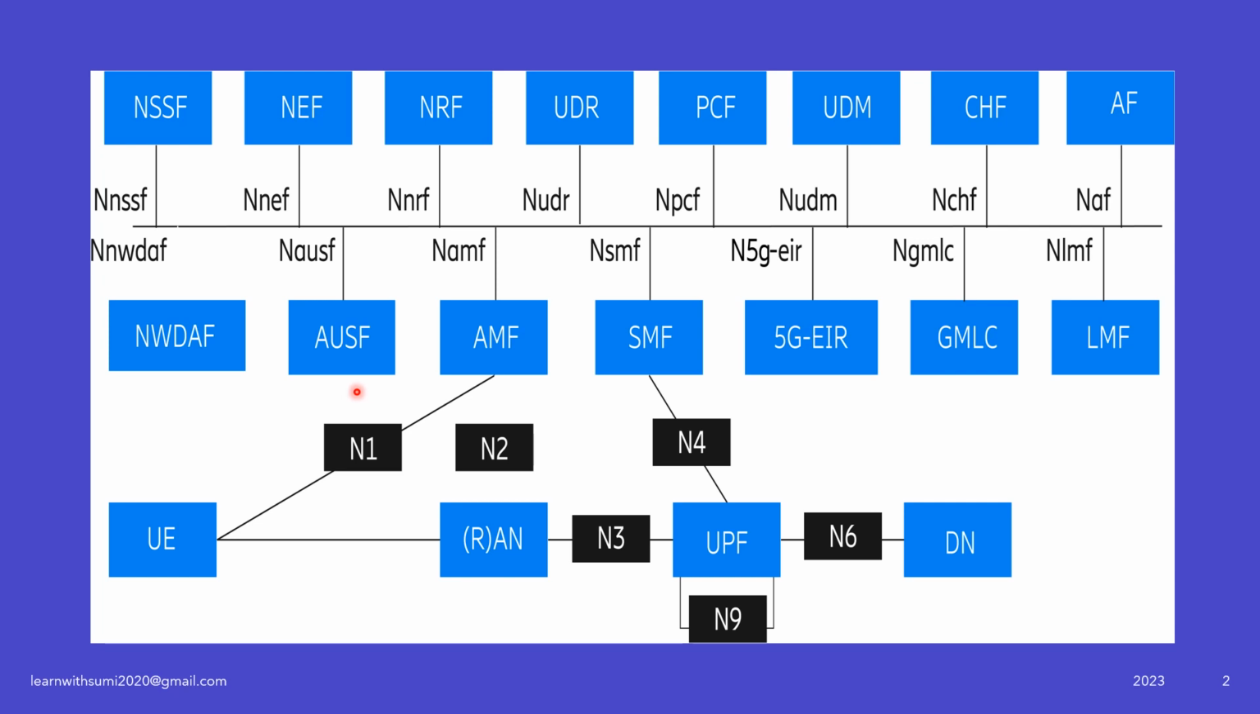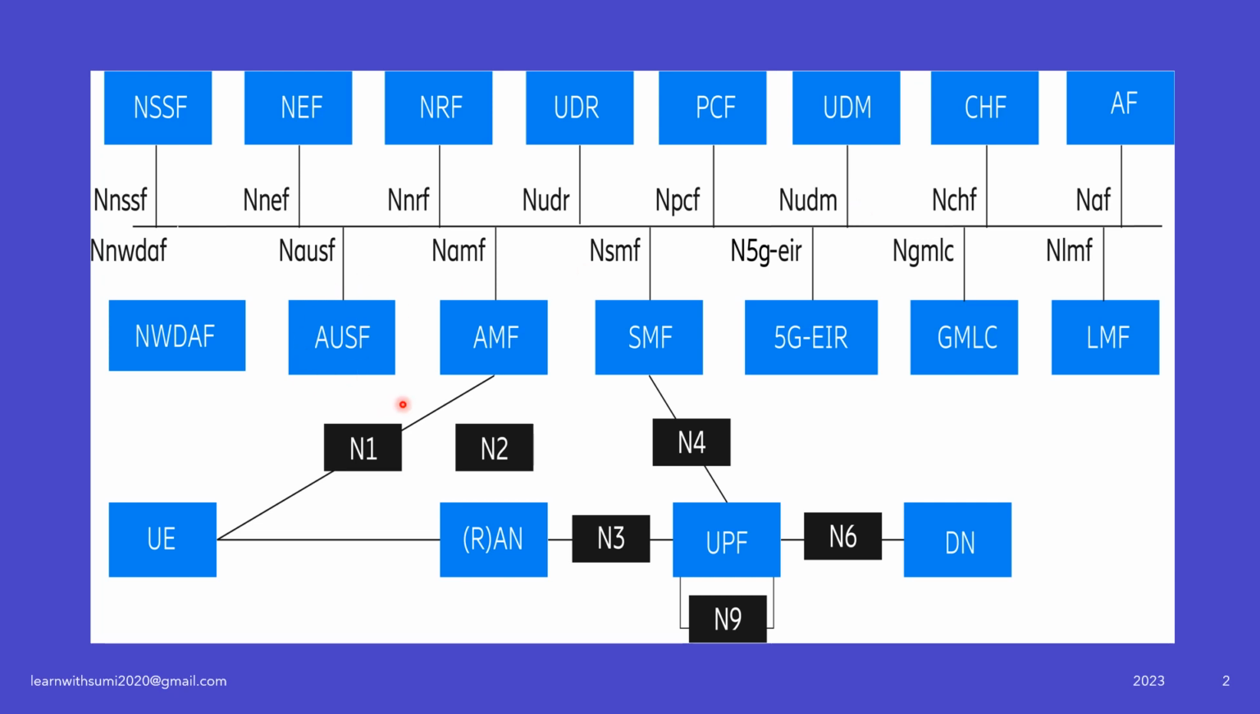The AUSF interacts with several other network functions to provide a seamless and secure experience for 5G subscribers. For example, it communicates with the access and mobility management function to manage subscriber mobility and handover procedures. It also interacts with the unified data management function to manage subscriber data and profiles.